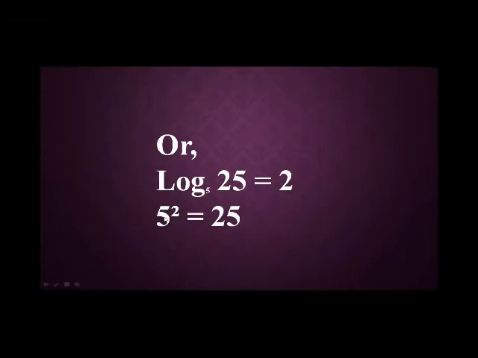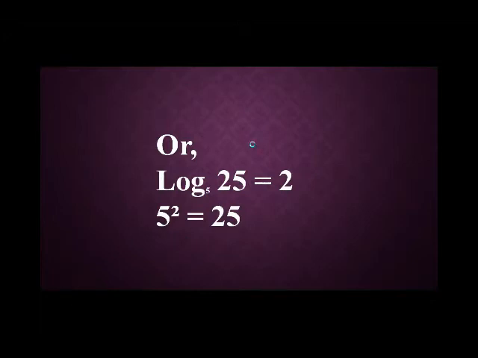So first you will write the base, which is 5. Its exponent is 2, is equal to the number, that is 25. It means 5 to the power 2 is equal to 25. It means when you multiply 5 two times, 5 into 5 is 25. Again, first you will write the base, then you will write the exponent, that is 2. So 5 to the power 2, or 5 squared, is equal to 25.